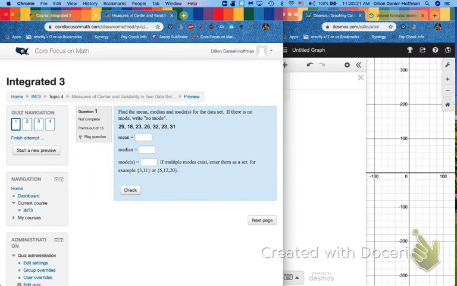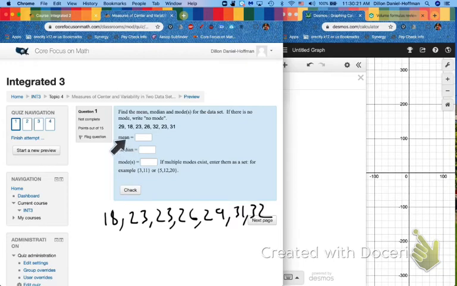All right, mean, median, mode. I am going to rewrite these in order, so I'm hopefully not going to make a mistake here. I've got 18, and then I've got 23. You can be writing yours right along with me as you follow along. Then 26, then 29, 31, and 32.